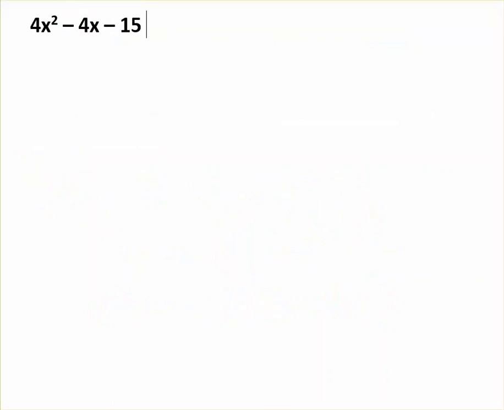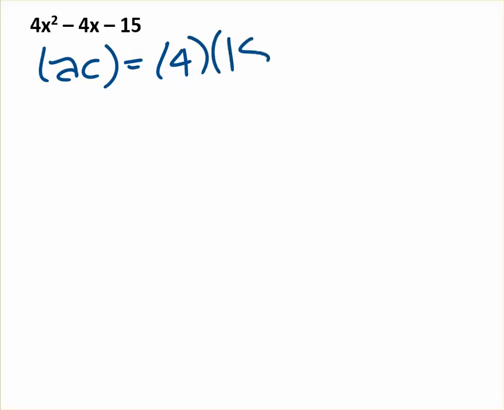So in grouping, we're going to start by multiplying A and C. So AC is going to equal 4 times 15, which is going to be 60. I know that I'm going to need one positive and one negative since I have minus 15 at the end. So we are looking at factors of 60. So we can list out our factors of 60.